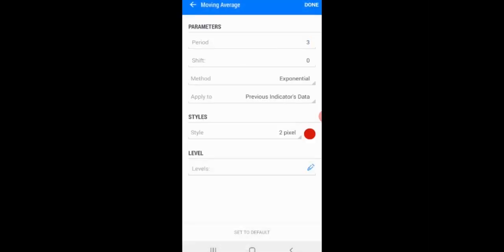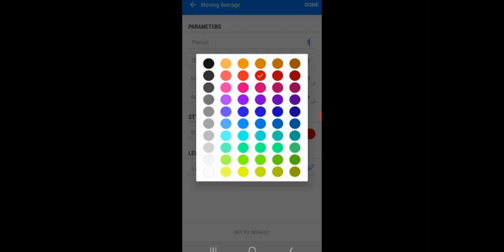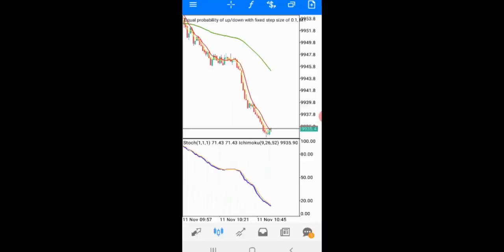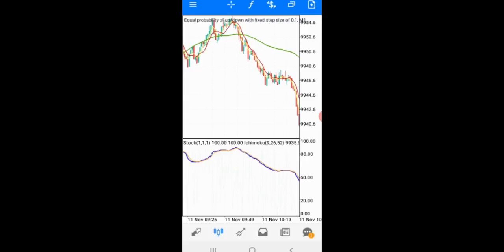So 3 pixel, and that's all. Let's take yellow for the color. Done. So guys, let's see how this strategy works.